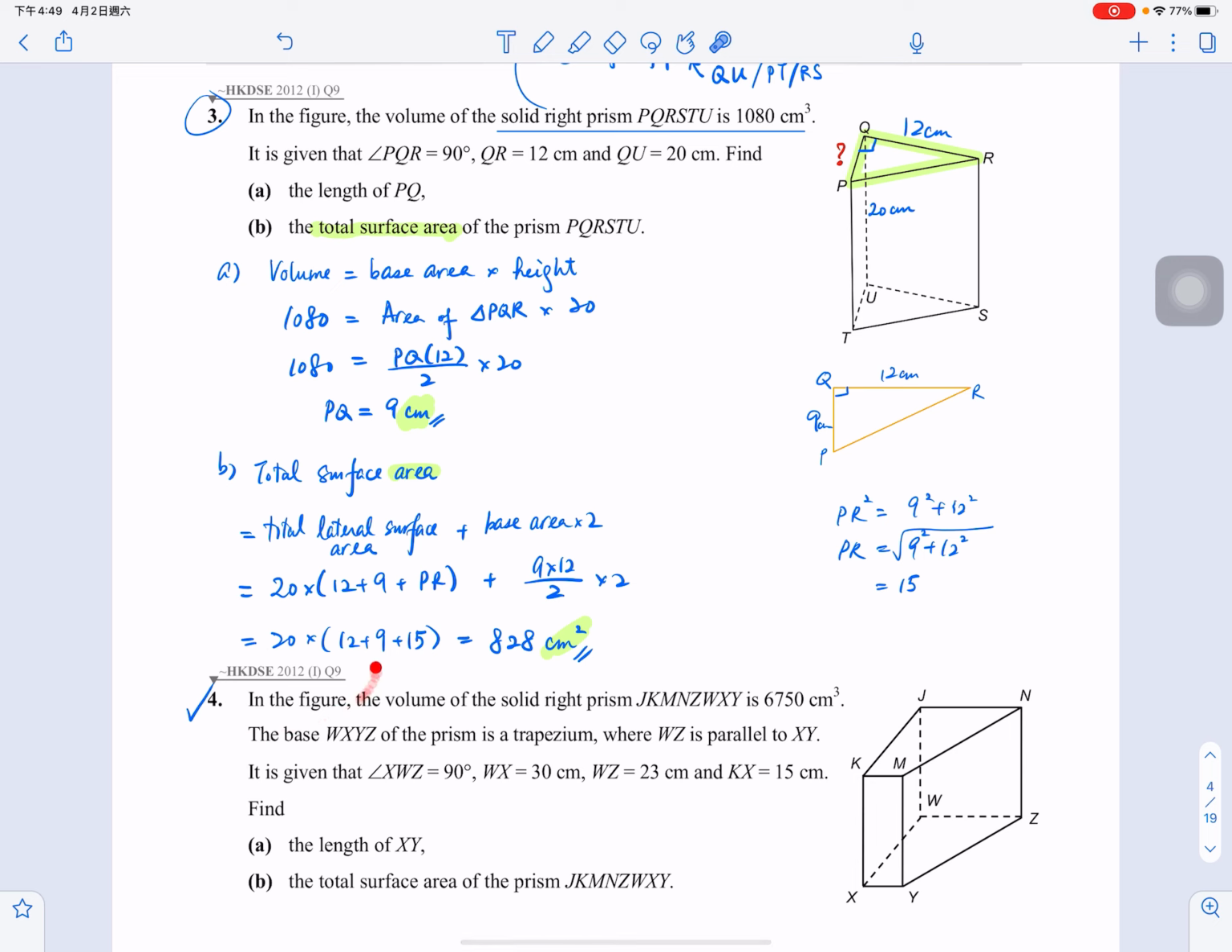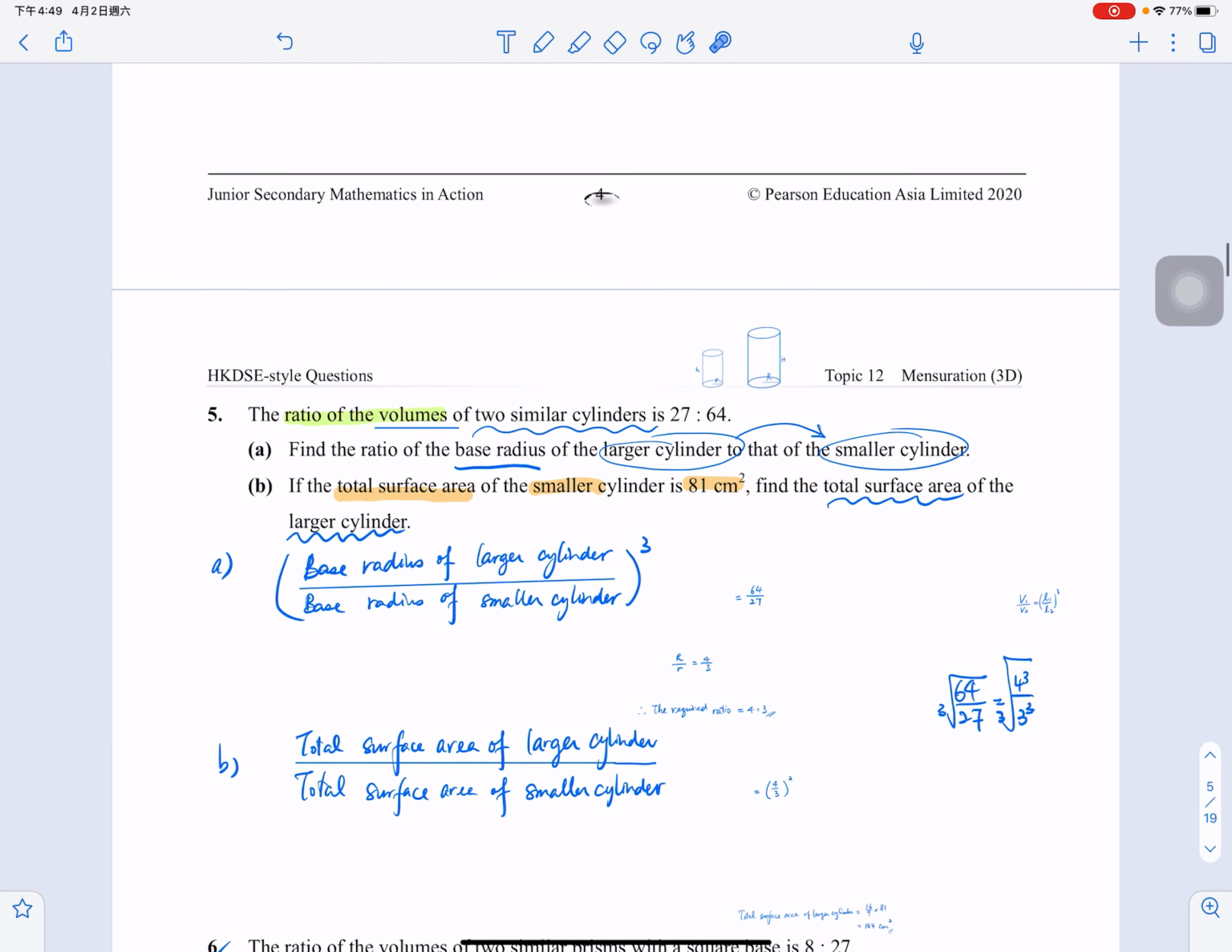Question 4, you can try by yourself and hope you can find the answer of A and B. Okay, check it later. Let's have a look at one more. Question 5.